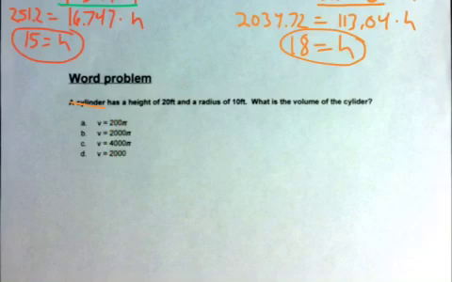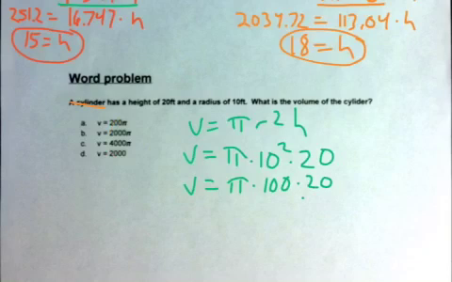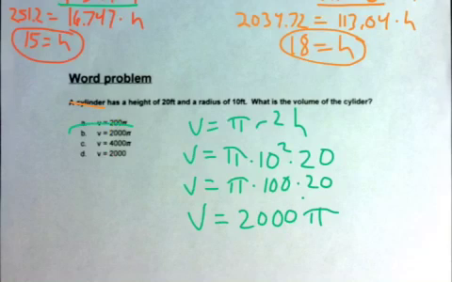So I know it's a cylinder. So the volume of a cylinder is pi r squared h. So again, I'm going to leave pi as pi and not 3.14. So radius is 10, so that's 10 squared. Times the height of 20. So volume equals pi times 100 times 20. 100 times 20 is 2,000 pi. So the answer to this problem would be B, 2,000 pi.